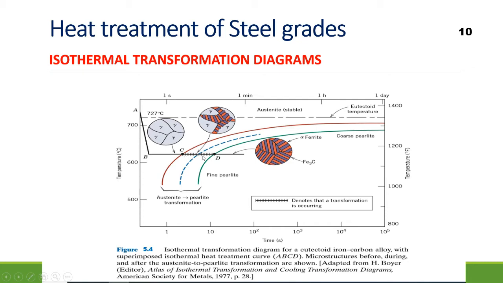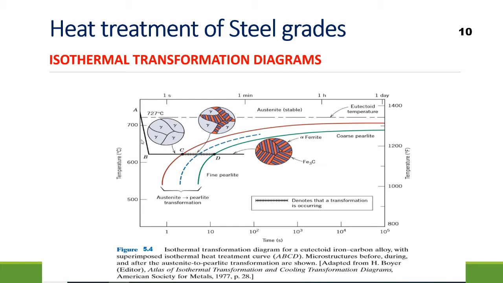And here you see in the middle, when the austenite is transforming, you see the network of pearlite in the austenitic phase, and here you see complete transformation of austenite to pearlite. So this is quite clear. So let's understand what these lines mean to us.